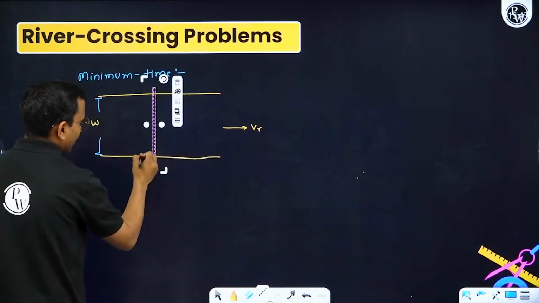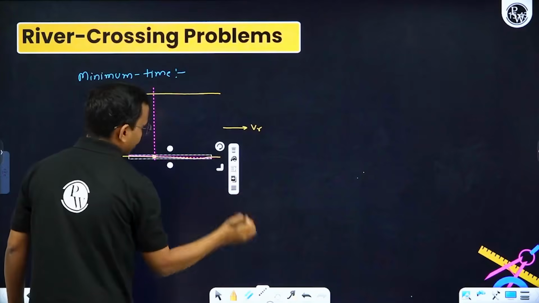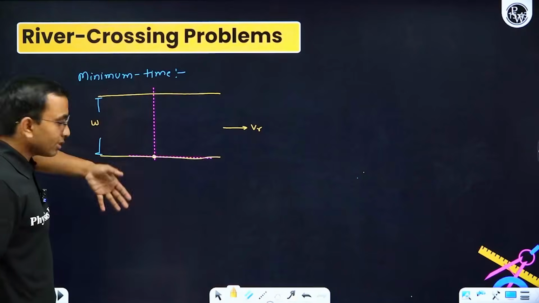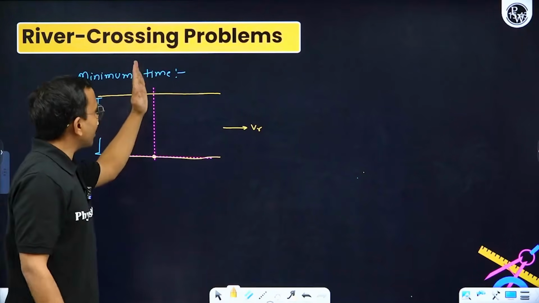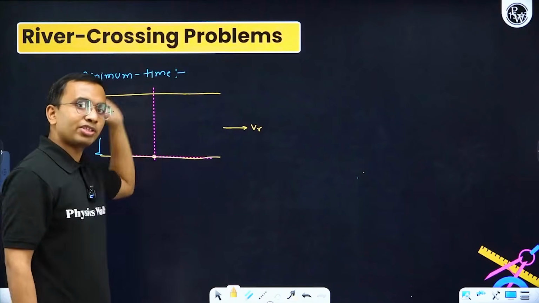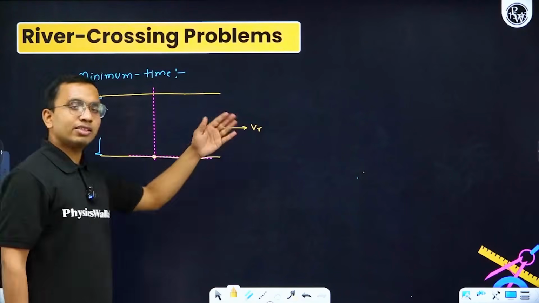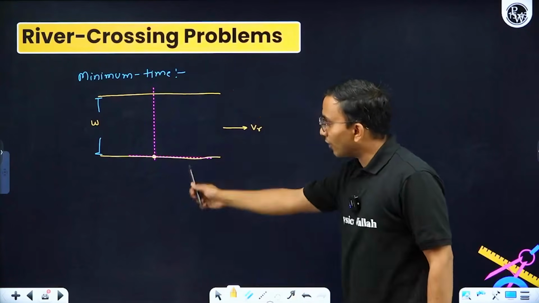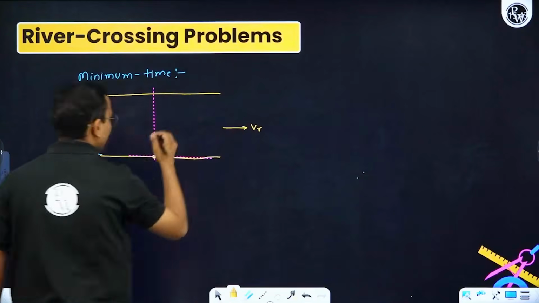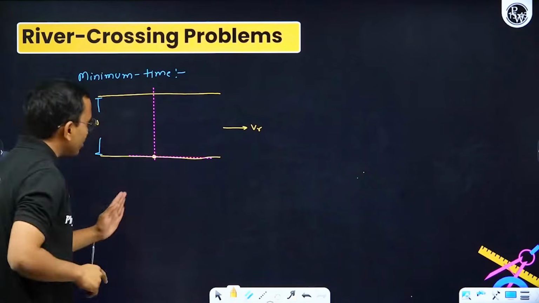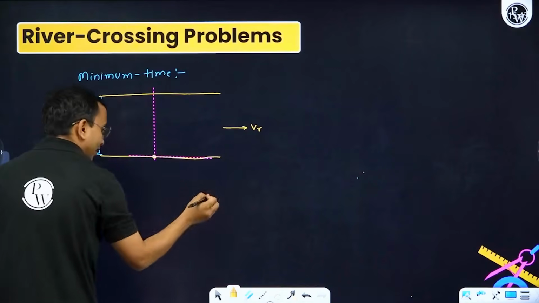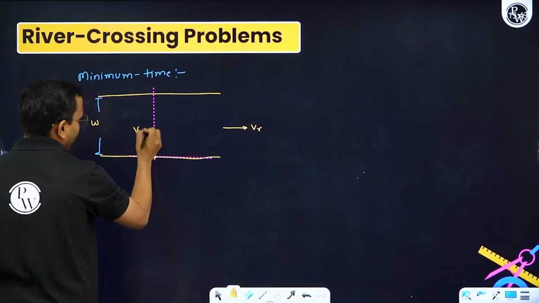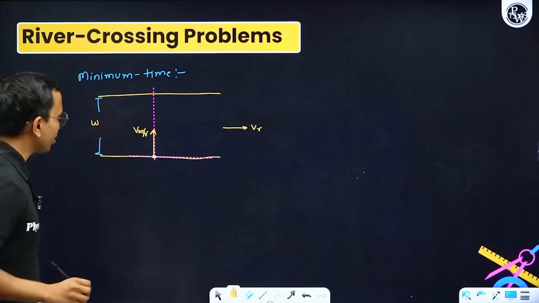This is the y-axis, this is the x-axis. Now we have to move along the y direction. I just want to cross in the minimum time. So along the y-axis, my velocity should be maximum. The river is giving the horizontal velocity only, it's not giving the vertical velocity. To decrease the time, I need the y component of velocity to be maximum. So I'll make the man swim in this direction. This is the velocity of man with respect to river.